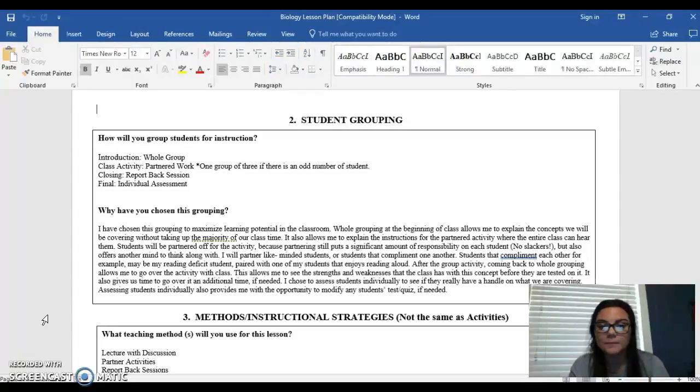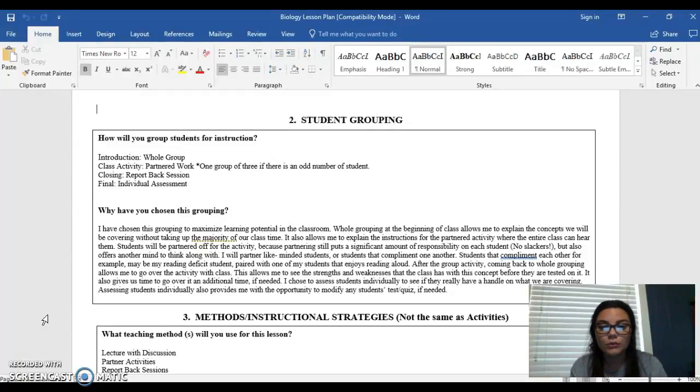Students will be partnered off for the activity because partners still put a significant amount of responsibility on each student, but it also gives students another mind to think along with. I'll partner like-minded students or students that complement each other, for example, maybe my reading deficit student paired with my student that loves to read aloud. After the group activity is when we'll come back to whole grouping for a report back session.